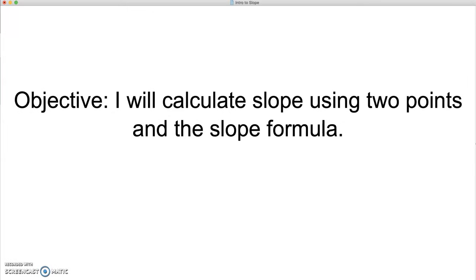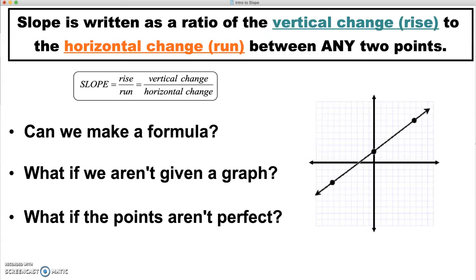In this video, we will calculate slope using 2 points and the slope formula. Last time we looked at slope using rise over run by counting how far we rose and how far we ran from one point to another. But let's see if we can make a formula.